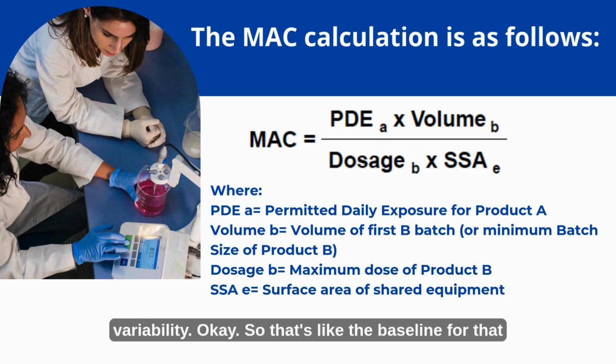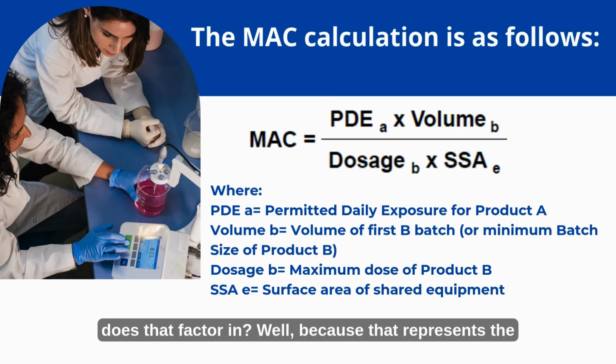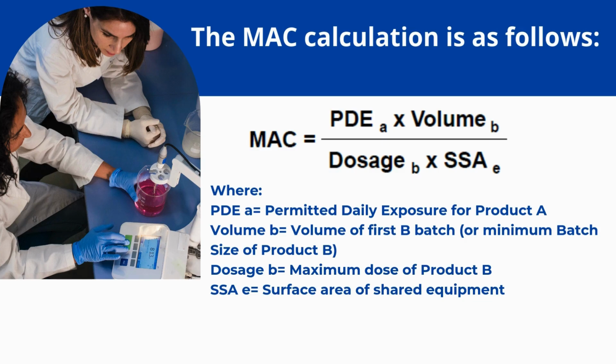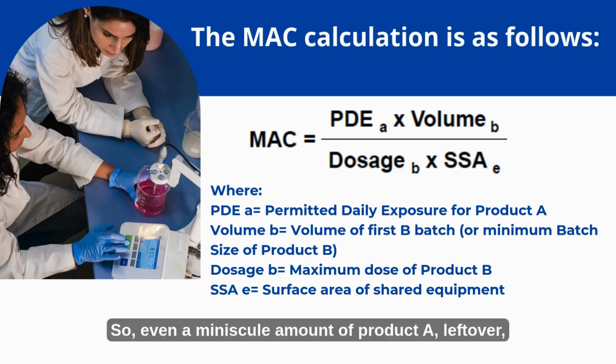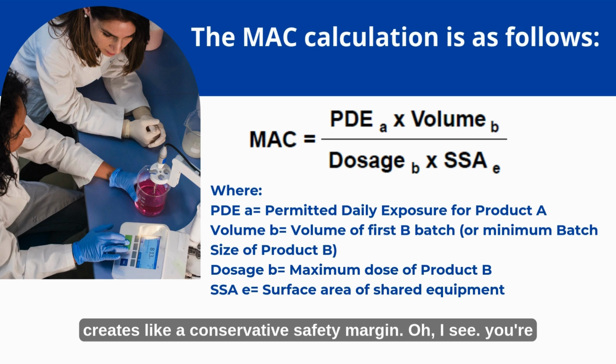Okay, so that's the baseline for that first product. Moving on, the next piece of this formula was the volume of the first batch of product B. Why is that volume important? Why does that factor in? Well, because that represents the immediate potential for exposure to that leftover residue. Even a minuscule amount of product A leftover could spread throughout that entire first batch of product B. So by using the minimum batch size in the calculation, it creates a conservative safety margin.